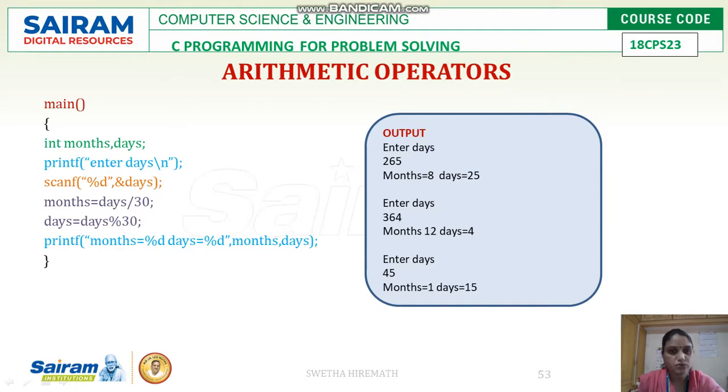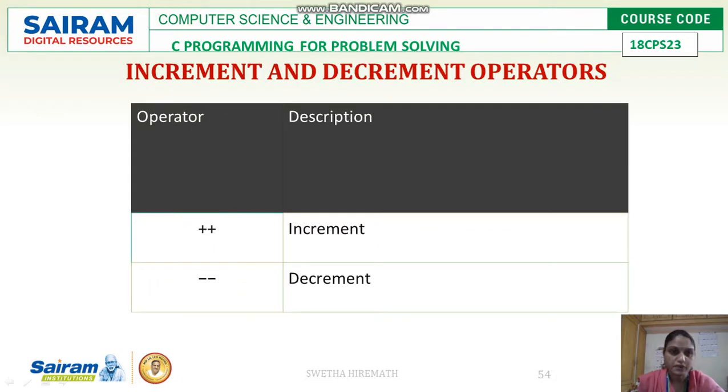The quotient will be considered as the months. Then we print those two values. Here we have sample outputs. Enter the days: once I enter 265, months will be 8 and days will be 25. Second output: if I enter 364, it will show 12 months and 4 days. Enter the days 45: if I enter 45, the number of months will be 1 and the number of days will be 15. So this is about arithmetic operators.